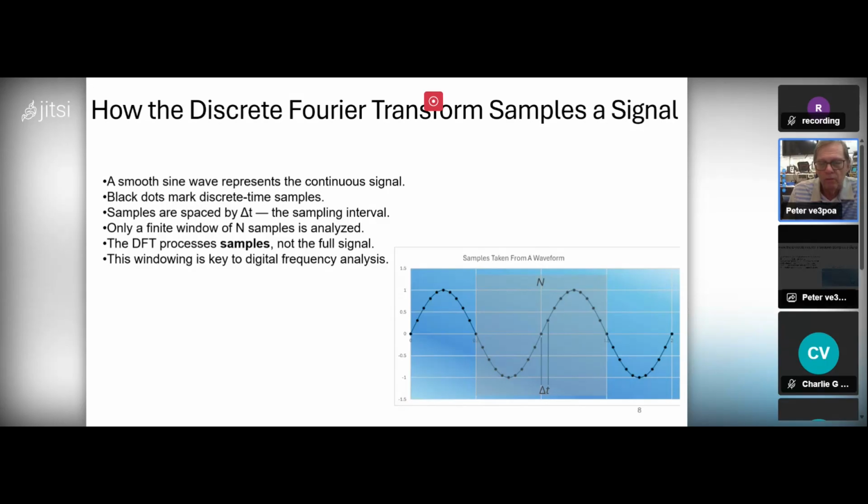We don't take the whole waveform, only a section of it. That section is shown in the shaded gray area containing N samples. This is a practical necessity as we cannot compute on infinite data. So we'll focus on a slice.